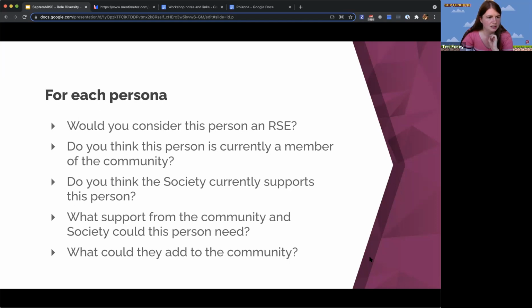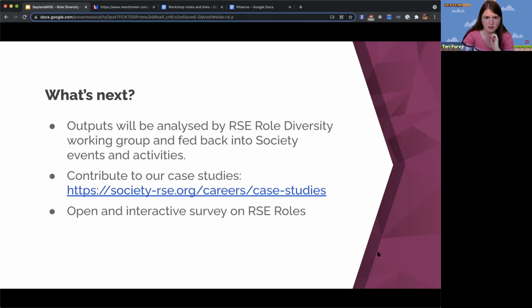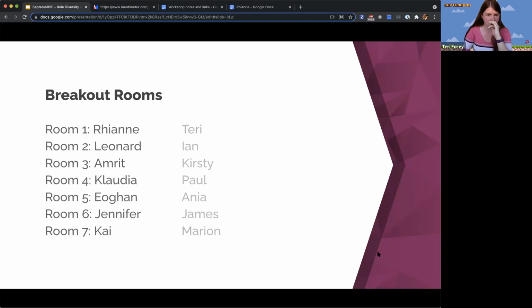Now, here's our list of breakout rooms. I think Kirsty has had to run off for childcare reasons. So I would say we don't have a volunteer who can moderate room number 3, which is Amrit. Amrit is our central RSE though, so I feel like he might be the least interesting person potentially to look at. So feel free. I'm going to open all the rooms.